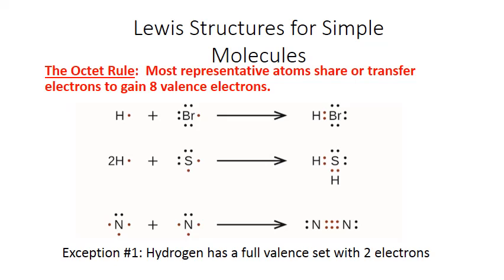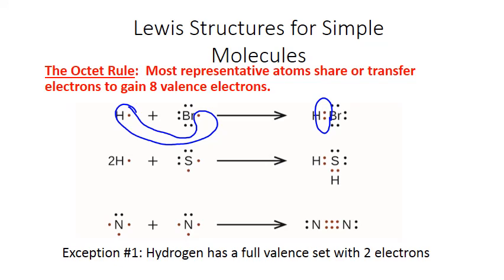Here we see several Lewis structures for some very simple molecules. And you'll notice that for these molecules, you can use the unpaired electrons on the Lewis symbols for each element as your guide to see how bonds are actually formed. For example, in this first molecule, hydrogen has one unpaired electron, bromine has one as well. Those are the electrons that the two atoms are going to share, and they're the ones that become the single bond in the final molecule.